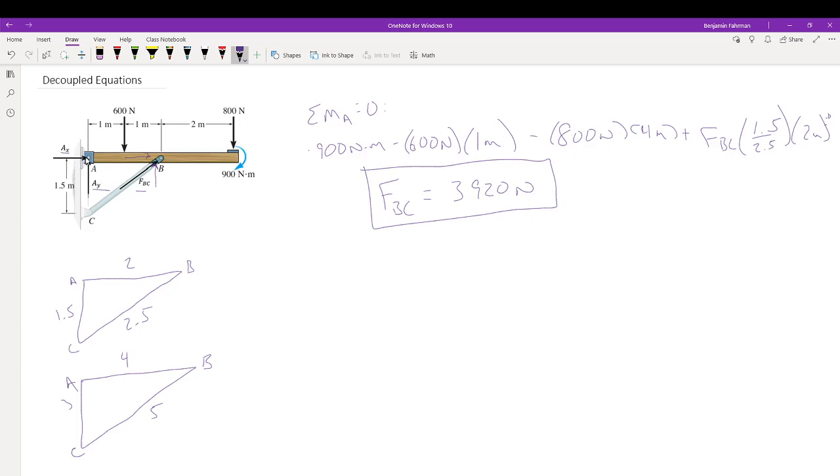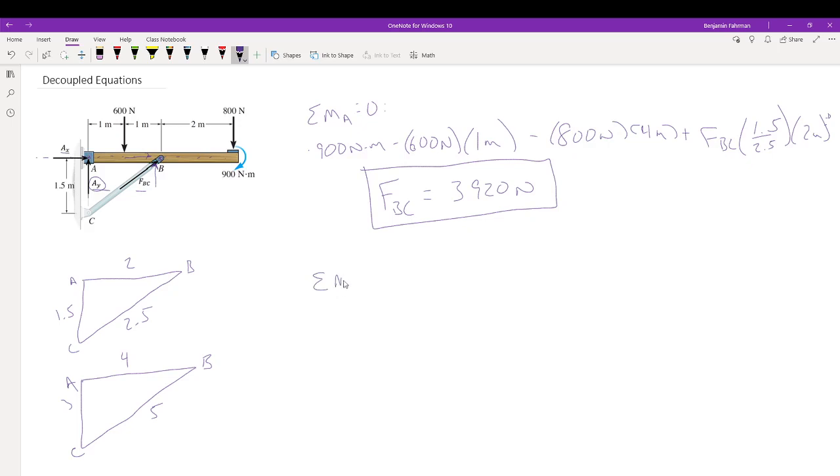Well, moments about A was a decoupled equation for FBC because AX and AY both have lines of action that go through point A. So if we, for instance, want to find a decoupled equation for AY, let's find a point that we can take moments about where the line of action of the other two forces, the line of action of AX and FBC, both go through that point. So if we extend this line of action this way, we'll see that moments about B would be a decoupled equation for AY because FBC and AX do not appear in that equation.